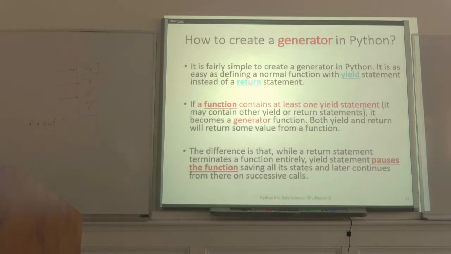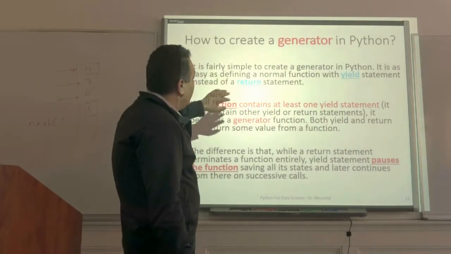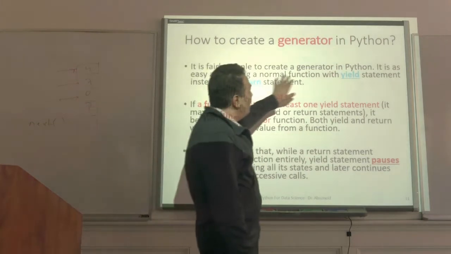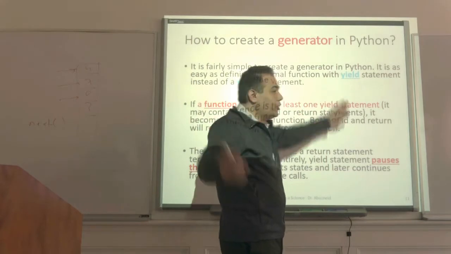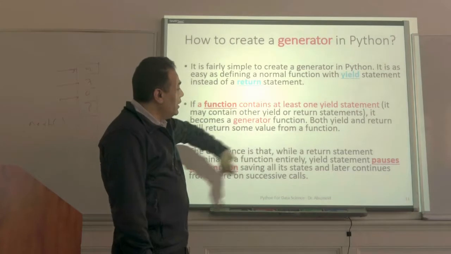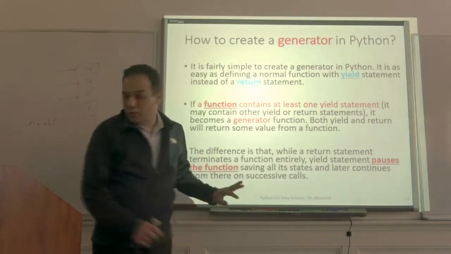It returns a value, but it pauses the function. It does not end it. So it goes back to the caller of the function, and when you come back to the function, it will remember everything. It will be clear with the example. It will remember all the variables. So in return, we end the execution of the function; in yield, we pause. It is fairly simple to create a generator in Python. It is as easy as defining a normal function with a yield statement. A function containing at least one yield statement, it may contain more than that, becomes a generator. It pauses the function. So let's go in here.